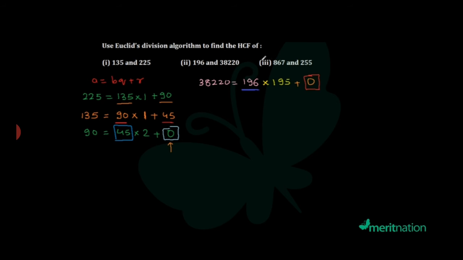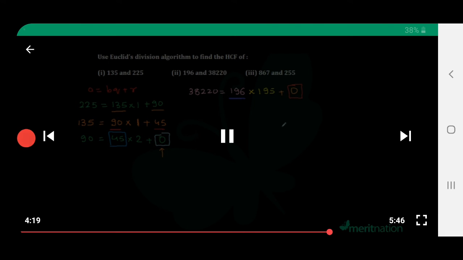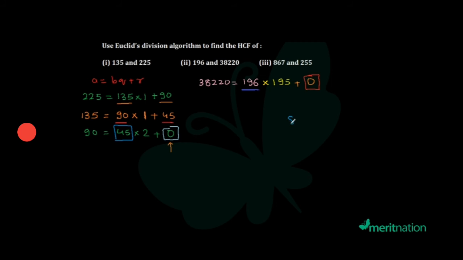Let's solve the last one here. Last one here has the numbers 867 and 255. So dividing 867 by 255, 255 will go into 867 completely 3 times, isn't it? 3 times, and would give you back the remainder 102, right? So we don't stop here because the remainder is non-zero. Again, what are the remainder and the divisor? I've underlined them. So we repeat the process.